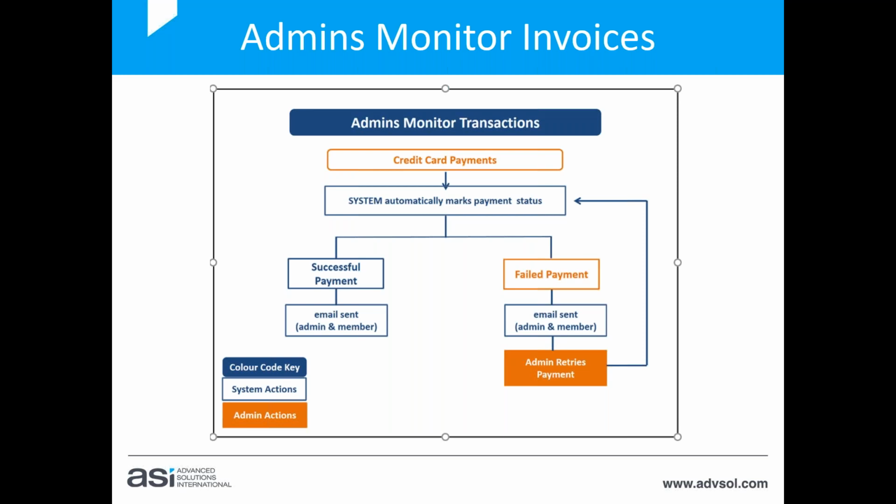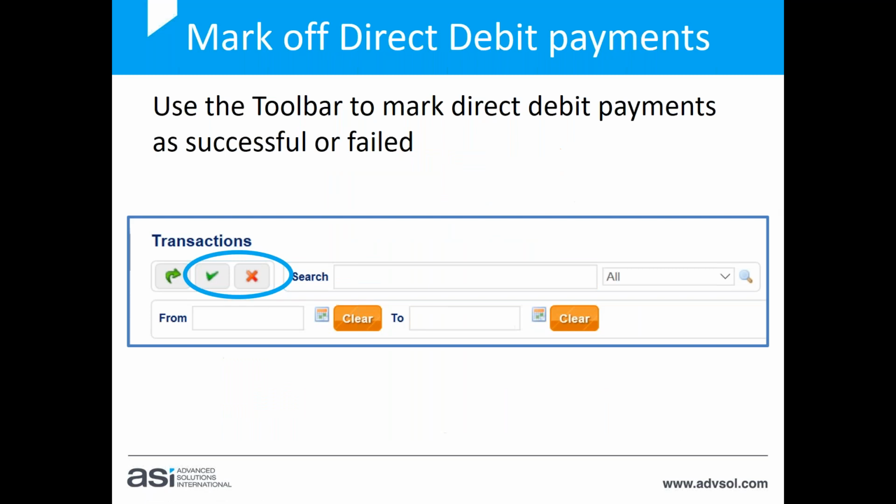So that's why I was saying it's worthwhile having those admin notifications as well, so you know if a transaction has failed. So as an administrator, when those card payments come through, successful and an email is sent, failed and an email is sent, and you can retry the payment. Maybe there was something wrong with the card at the time, or they were overdrawn or something like that. Okay, so you can retry. And with the direct debit payments, again, as I just mentioned, you mark them as successful or failed using those toolbar icons at the top.